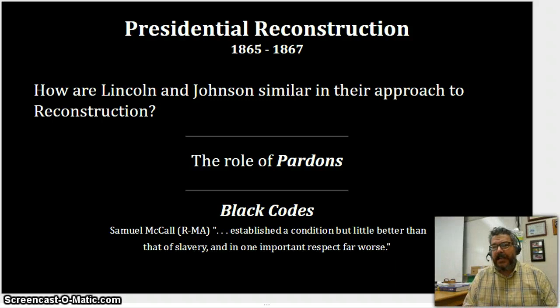I shared this quote in class. Samuel McCall, a politician from Massachusetts, said these black codes established a condition but little better than that of slavery, with one important, at least in one important respect, even worse. Under slavery, it was in the interest of the slave owner to take care of slaves, to look out for their basic needs. With the absence of slavery now, some of those needs are not even being met for freedmen. And so in many respects, this newfound freedom has created a situation where blacks are sometimes worse off than they were before the 13th Amendment takes effect.